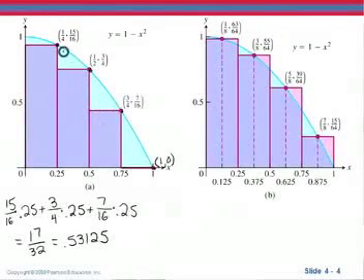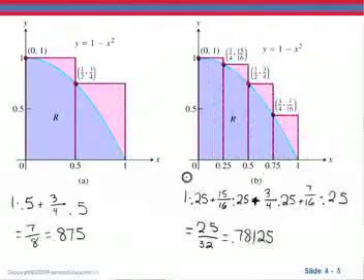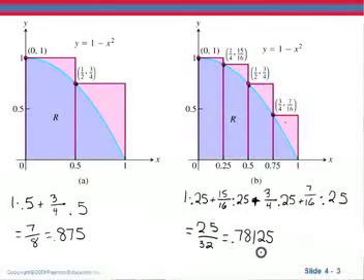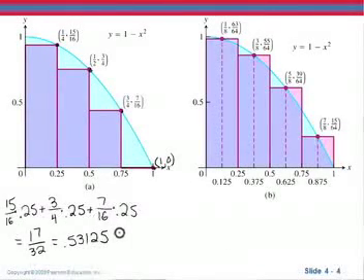Okay? So here we have another estimate. Now, since this is an underestimate, and this is an overestimate, we can kind of agree it's got to be somewhere between 0.78125 and 0.53125. It's somewhere in that range because we have an overestimate and an underestimate. Now you can see that's a fairly large gap. Okay, so we would need to make more and more and more rectangles in order to actually find a closer and closer approximation to the area.